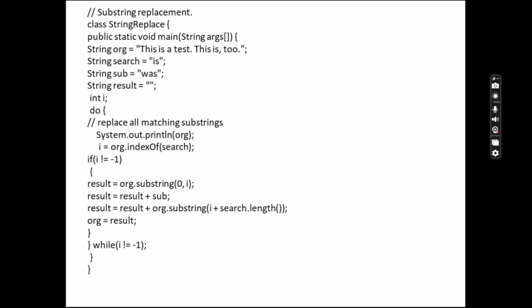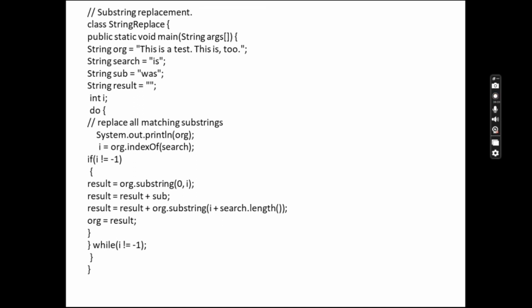So, replace all the matching substrings. First of all, what we are doing is displaying the main string: "This is the test, this is 2." i is equal to indexOf(search). What is the search string? "is". So what is the first occurrence of "is" in the org string? 1, 2, 3, 4, 5, 6. It is 6.